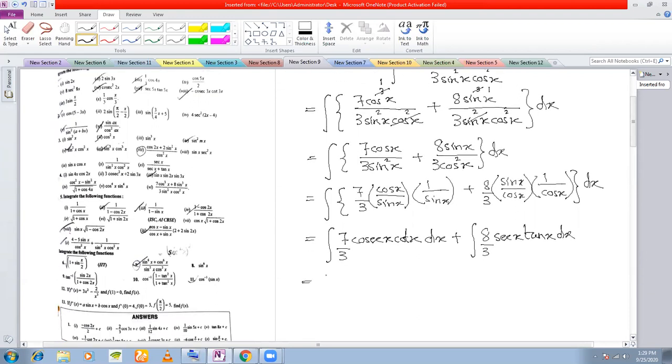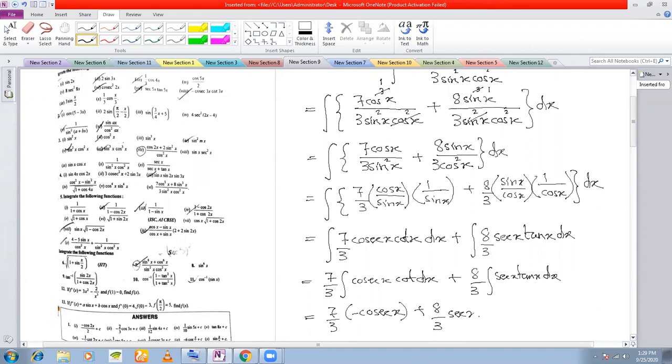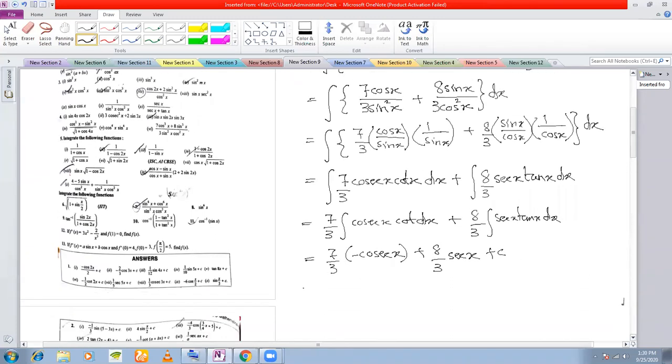Fine. So now we take 7 by 3 outside: cosec x cot x dx plus 8 by 3 sec x tan x dx. What is the integration of cosec cot? It is minus cosec. And what is the integration of sec x tan x? Sec x, plus c. So this is your answer.